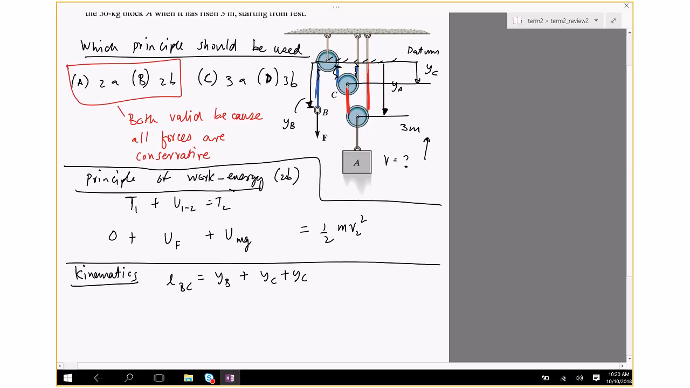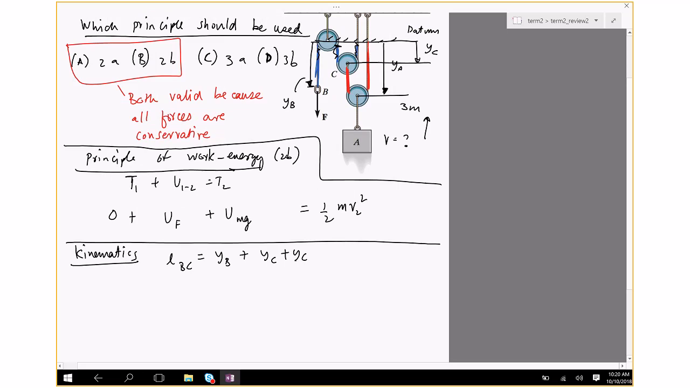Then I can differentiate with respect to time. 0 equals YB dot plus 2 YC dot. Remember that YB dot is simply delta YB divided by delta t, and I can cancel the delta t. So 0 equals delta YB plus 2 delta YC. I eliminated the delta t in the denominator because that's common. So that gives me a relation between B and C.